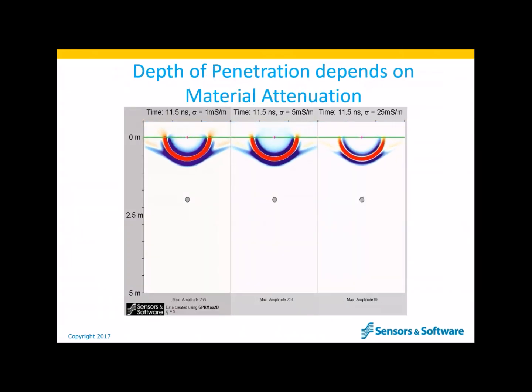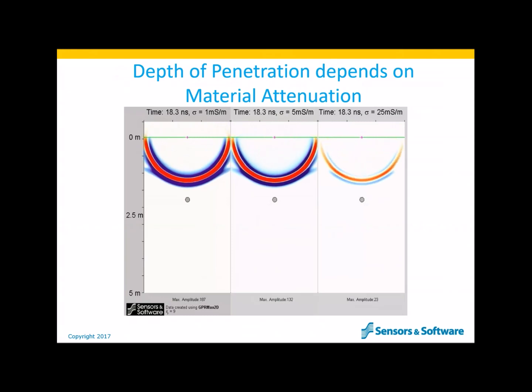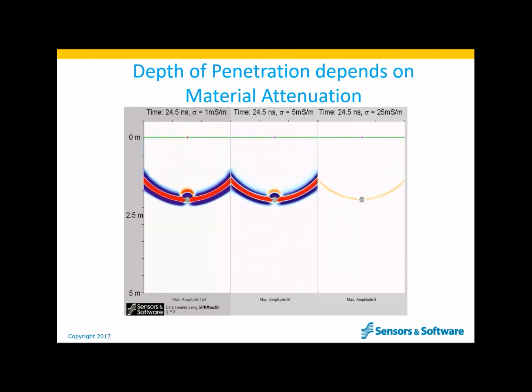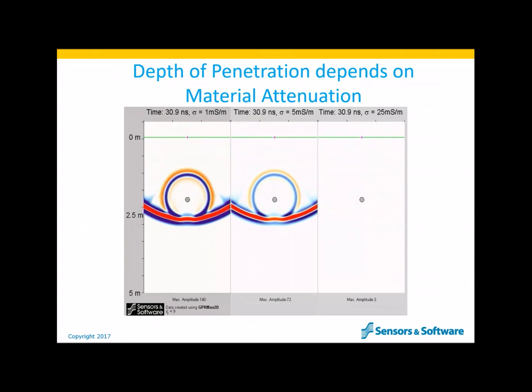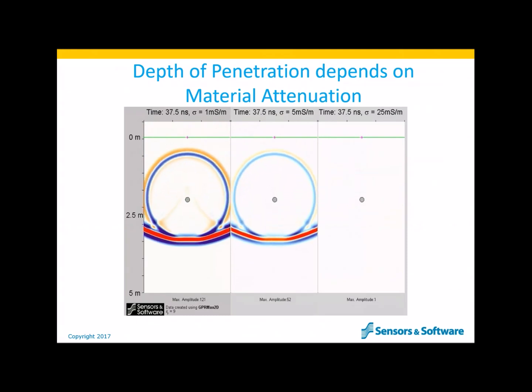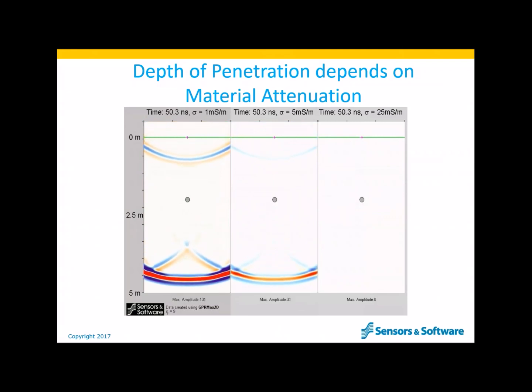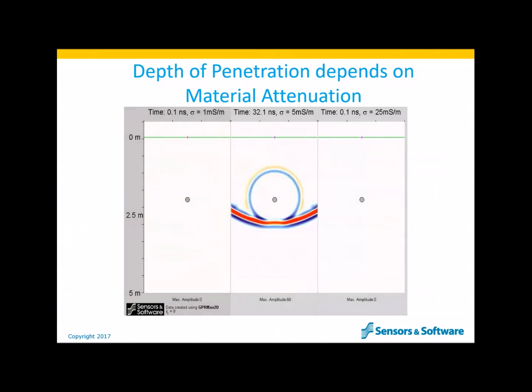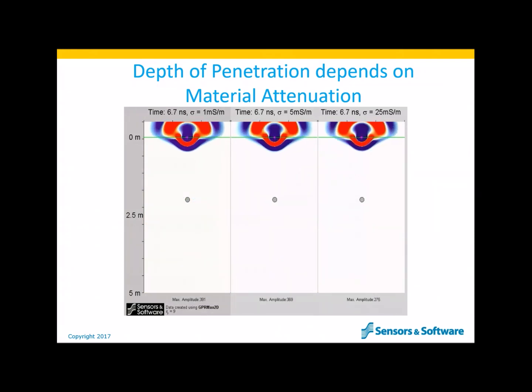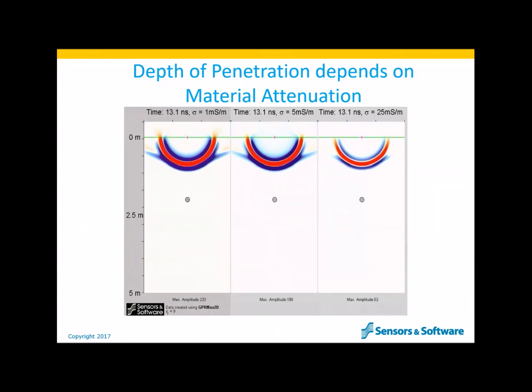GPR signals are attenuated as they travel into the subsurface. Attenuation is caused by the electrical conductivity of the soil. Soils with high electrical conductivity can absorb GPR signals in 1 meter or less, while soils with low electrical conductivity can allow GPR signals to travel tens of meters before they're completely attenuated.